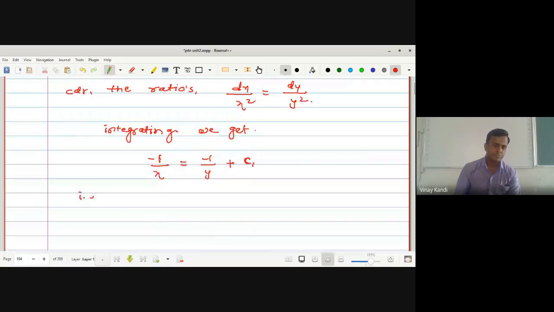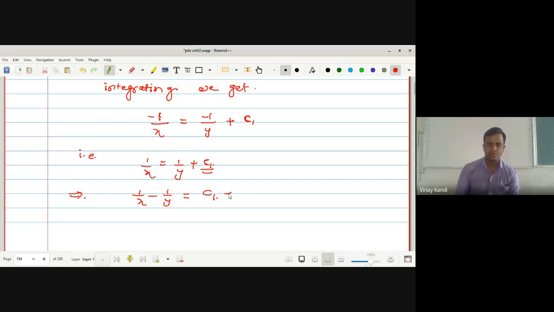Okay, that is 1 upon x is equal to 1 upon y plus c1. Here multiply throughout the equation by minus 1. The minus c1 will come, but whatever it is, we call it again c1, an arbitrary constant. That implies 1 upon x minus 1 upon y is equal to c1. So this is our u of x, y, z. Give it as equation number 2.